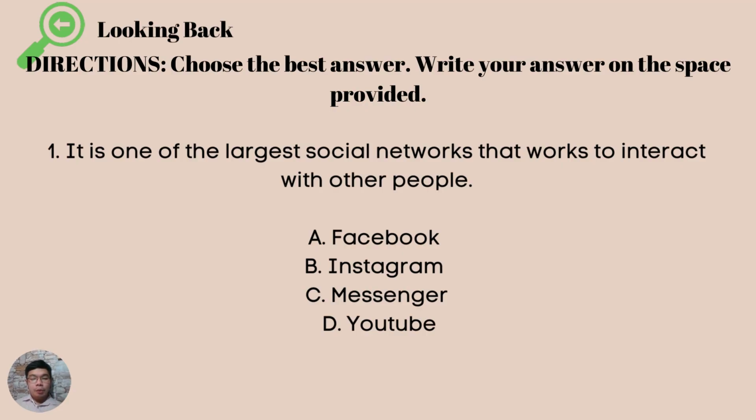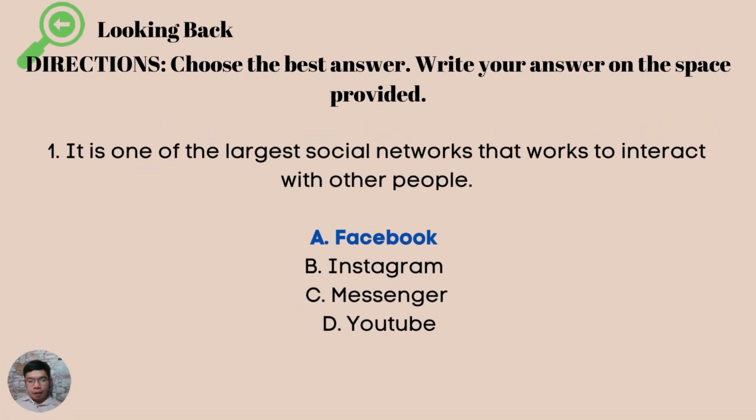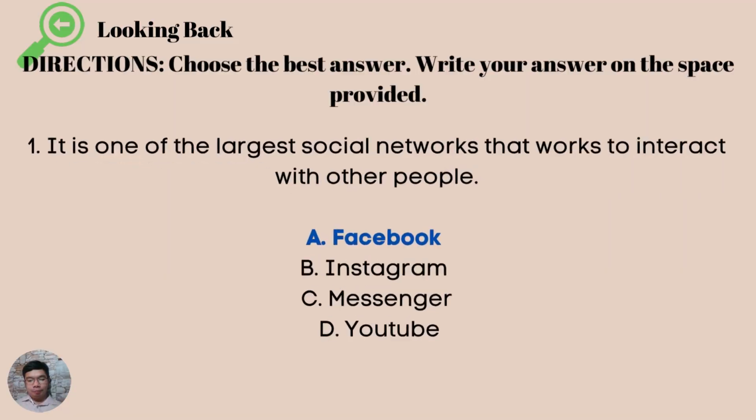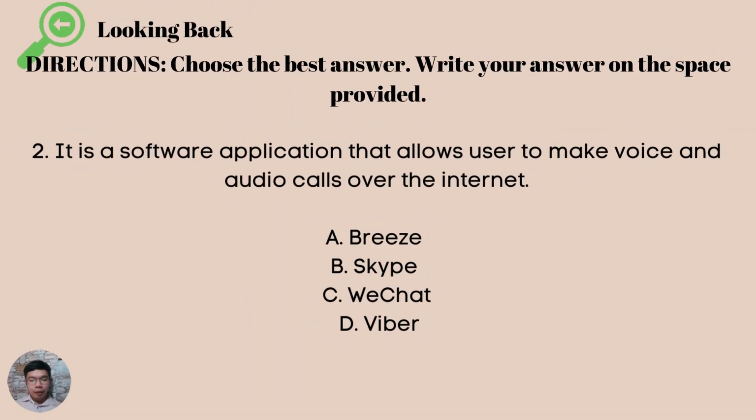Number one, it is one of the largest social networks that works to interact with other people. A. Facebook. B. Instagram. C. Messenger. D. YouTube. Write down your answer. And here is the correct answer for this number. One of the largest social networks that works to interact with other people is A. Facebook.